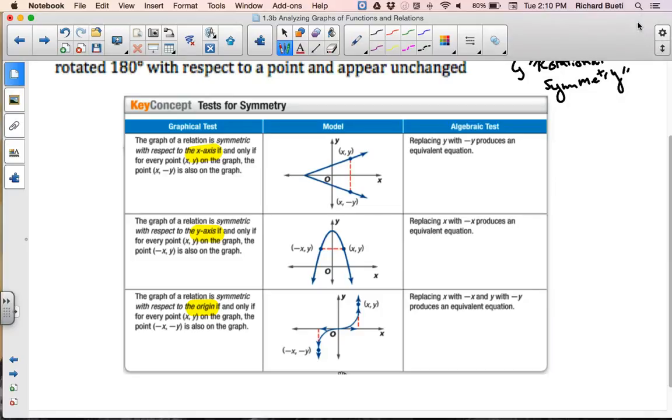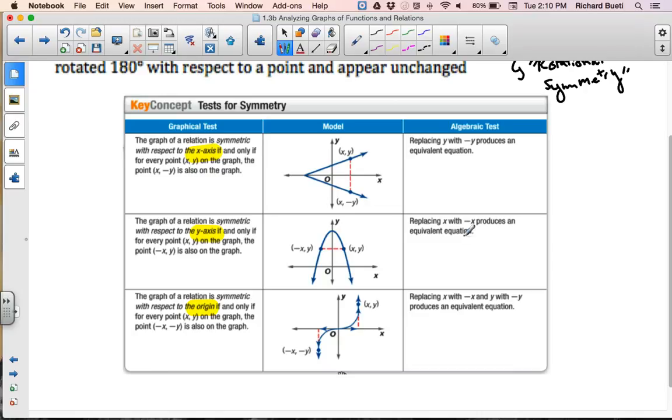Similarly, the graph of a relation is symmetric with respect to the y-axis if and only if, for every point (x, y) on the graph, the point (-x, y) is also on the graph. So it's very similar to the x-axis. If this is my point (x, y), and I negate the x-coordinate, I should be able to find another point that is still on the same graph. And similarly to the algebraic test for the x-axis, if I plug in negative x into my equation, I should get back the original equation.